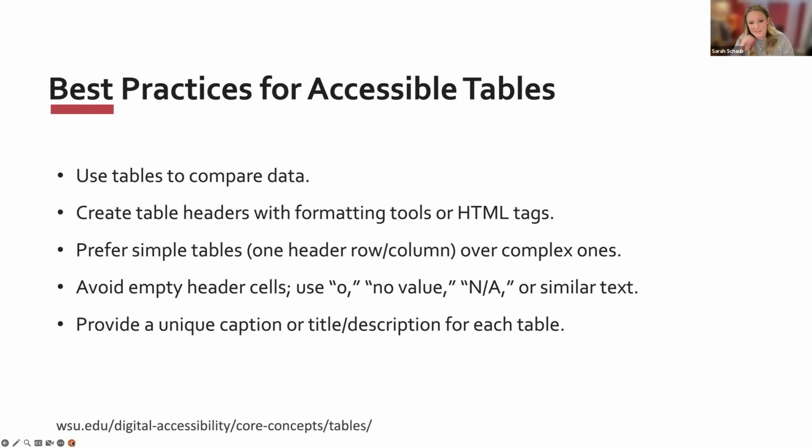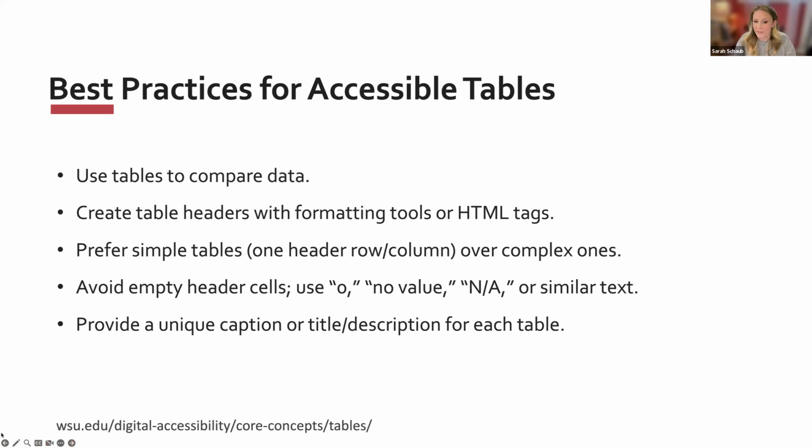So, best practices for accessible tables, just to go over again, is to use tables to compare data. Make sure you're using table headers with formatting tools or HTML tags. There are built-in table tools within Word and other Microsoft programs like Excel. Also, there are available plugins to use if you're using the web design system. TablePress is an accessible table builder if it's a simple table. So making sure to use those built-in tools will help you to make sure your tables are accessible.